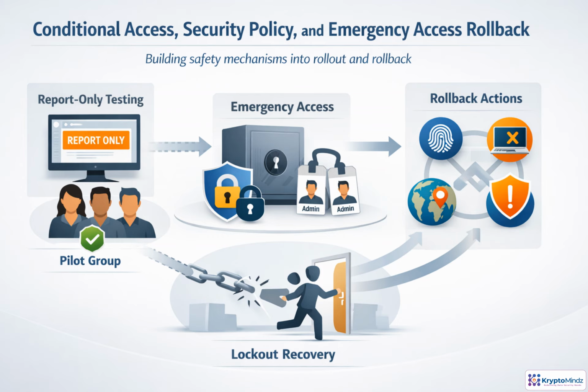Conditional access should never be treated as a switch you flip for everyone at once. Start in report-only mode, review who would be blocked, and then enforce through pilot groups and staged rollout. Validate exclusions, named locations, and device compliance assumptions before expanding scope. Most importantly, maintain break glass accounts that are excluded from conditional access, tightly protected, and tested regularly.